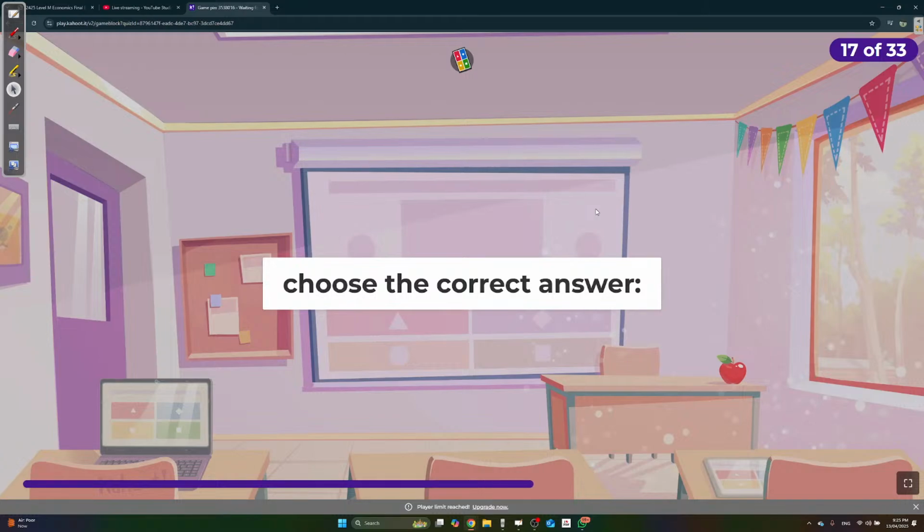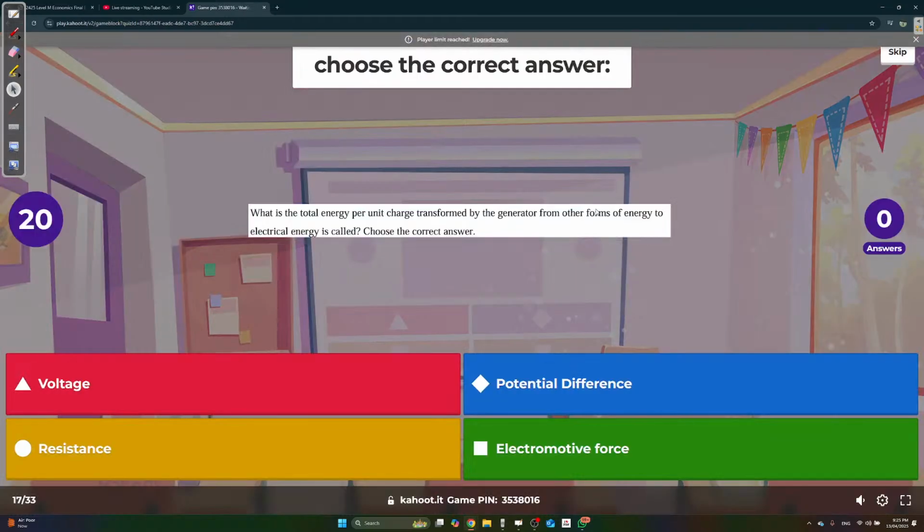Choose the correct answer, okay? What is the total energy per unit charge transformed by the generator to other forms of energy?